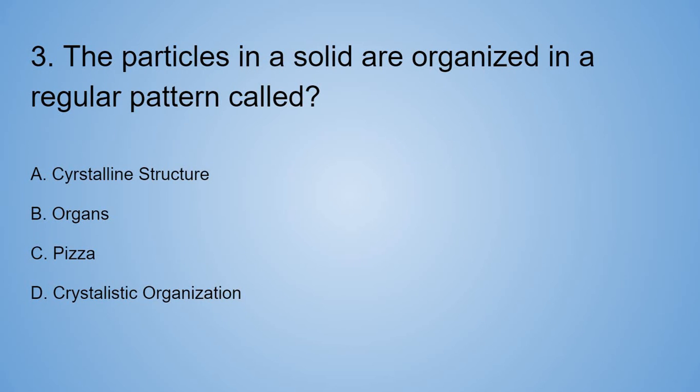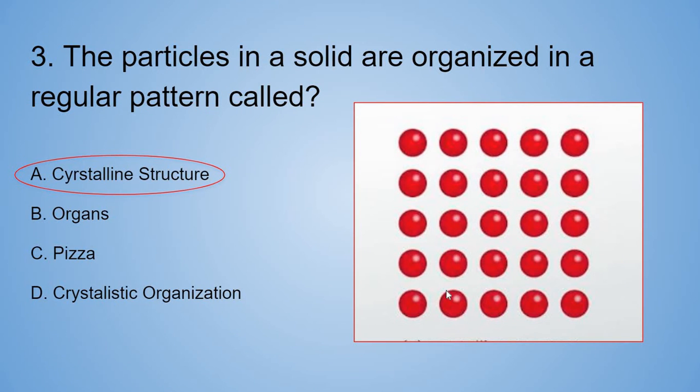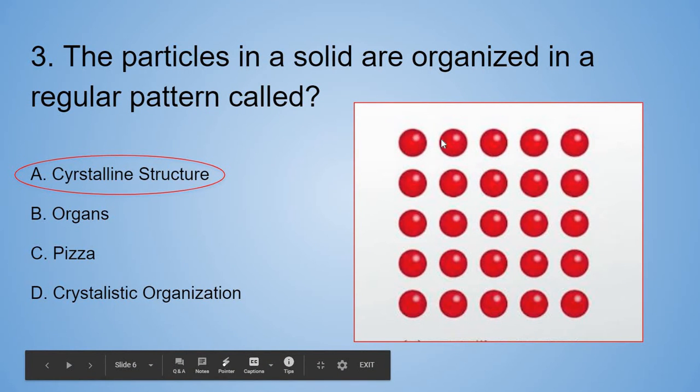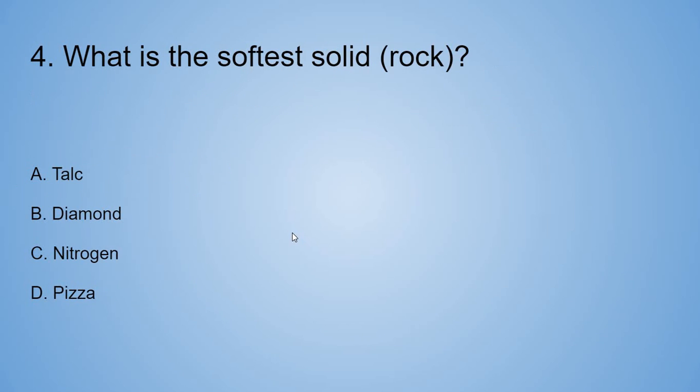3. The particles in a solid are organized in a regular pattern called A. Crystalline structure. B. Organs. C. Pizza. D. Crystallistic organization. Okay, the answer is A. Crystalline structure. This is how the crystalline structure looks like. It's very organized. It's organized in rows and columns. I would say that's very, very neat.